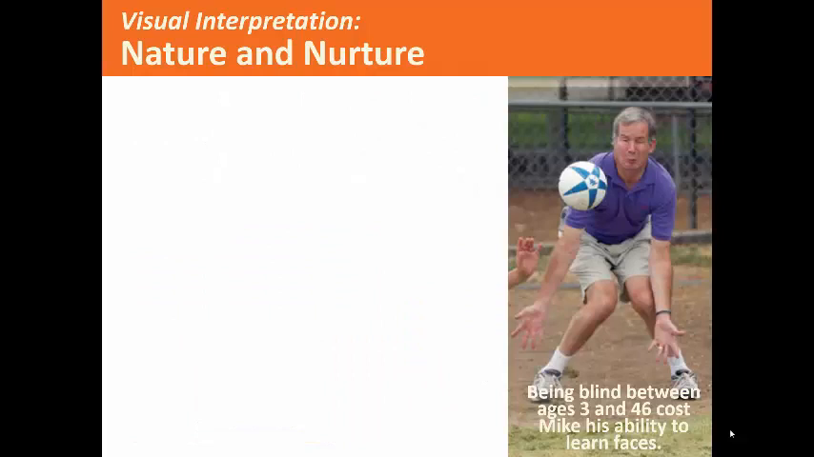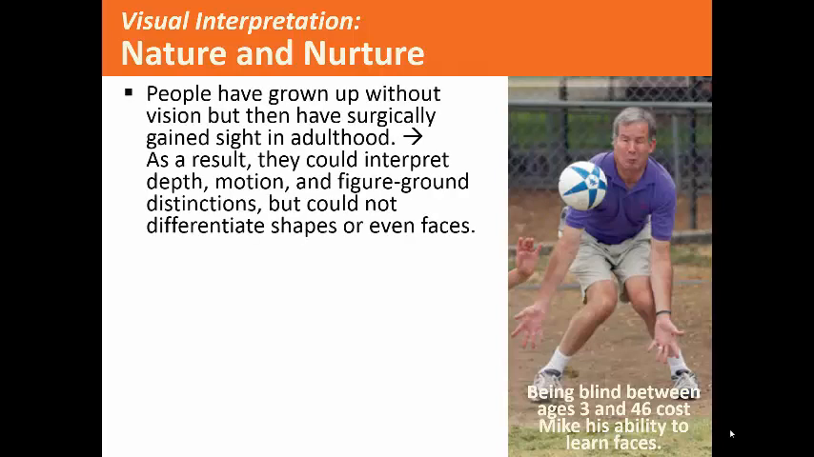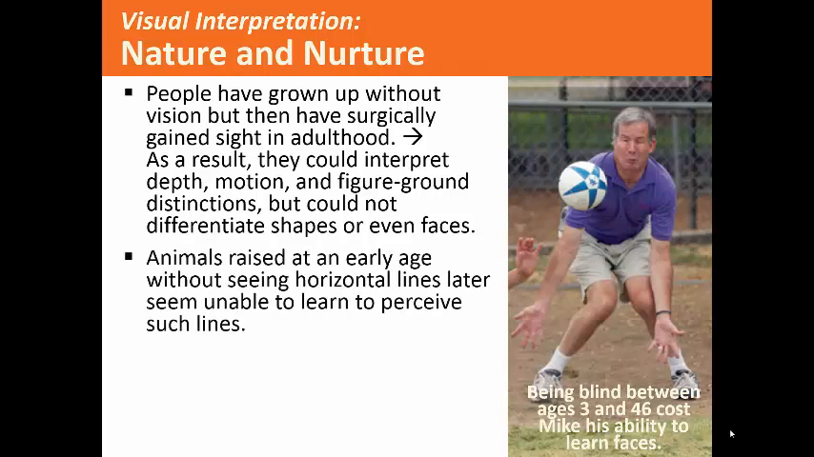So nature versus nurture in terms of our visual perception. This man became blind between the ages of 3 and 46, and then people who have grown up without vision but then have surgically gained sight in adulthood, as this man has, could interpret depth, motion, and figure-ground distinctions but could not differentiate shapes or even faces. Animals raised at an early age without seeing horizontal lines later seemed unable to learn to perceive such lines.